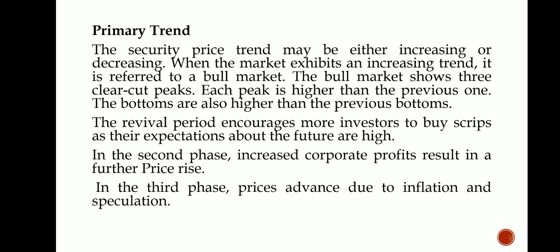Primary trend. The security price trend may be either increasing or decreasing. When the market exhibits an increasing trend, it is referred to as a bull market. The bull market shows three clear-cut peaks. Each peak is higher than the previous one. The bottoms are also higher than the previous bottoms. The revival period encourages more investors to buy scrips as their expectations about future prices are high.